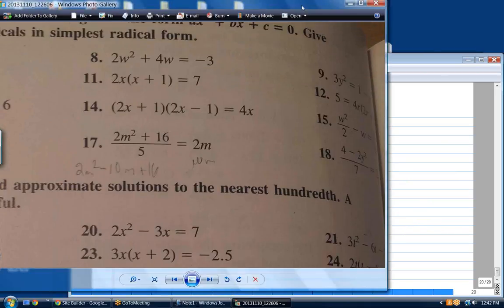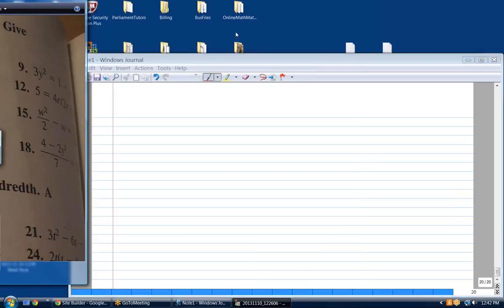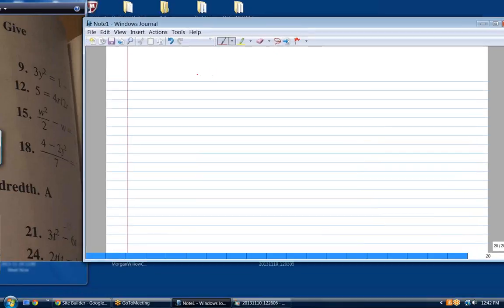9. What does 9 say? 9 is 3y squared equals 1 minus y. Okay. Next line. Negative 3y squared minus y plus 1 equals 0. Try to keep everything positive numbers. How are we going to do that? Move the 1 and the y over.